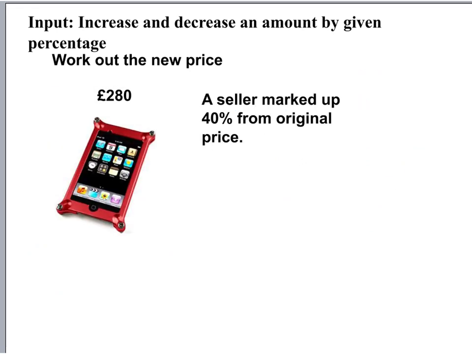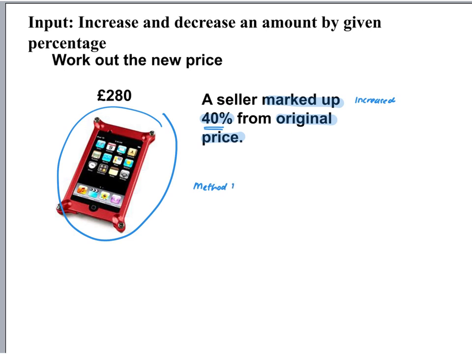Okay, let's take a look at example 2. Work out the new price. So the price of the phone here is £280. A seller marked up 40% from the original price. Now we must understand what markup means. Markup means the price has been increased. So in this question, it has increased by 40%. Now let's use method 1 to solve this first.